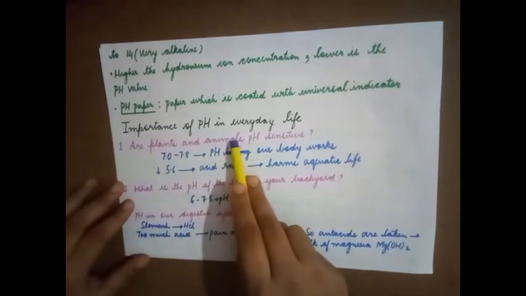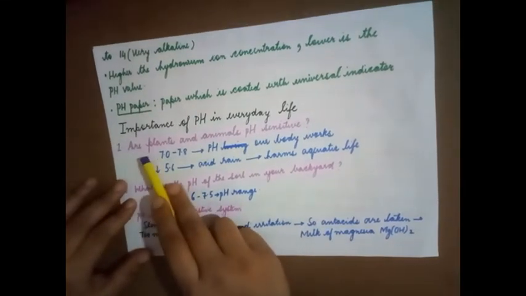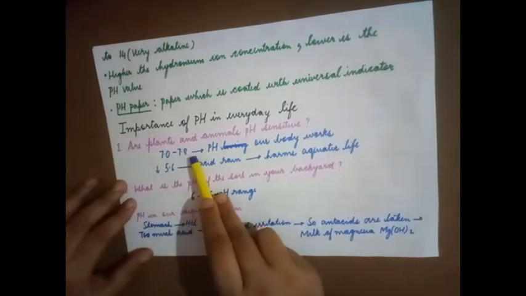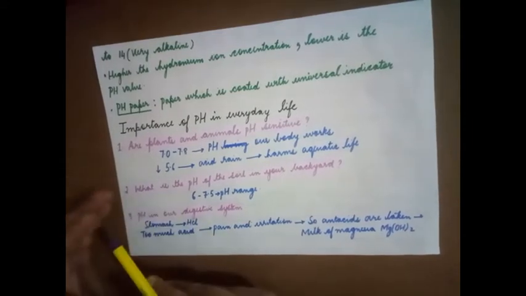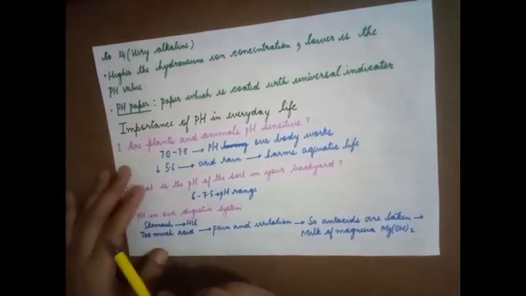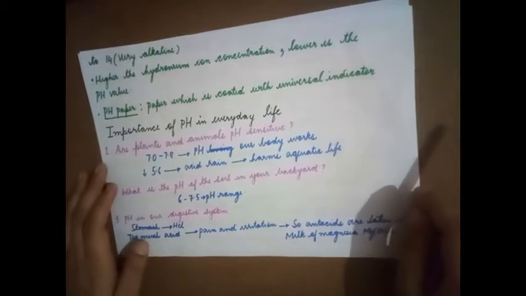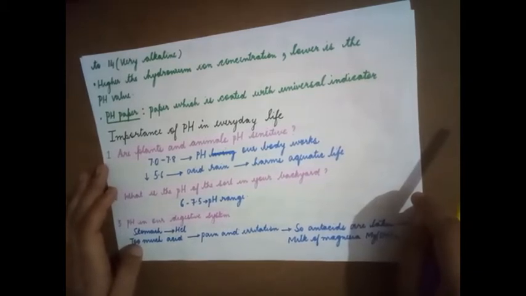Importance of pH in everyday life. First one, are plants and animals pH sensitive? 7 to 7.8 pH is a narrow range in which our body works. Now, if it becomes too acidic or too basic, what happens? It leads to the inactivation of the enzymes. When the enzymes are not active, then the food is not broken down properly. It affects the metabolic rate.